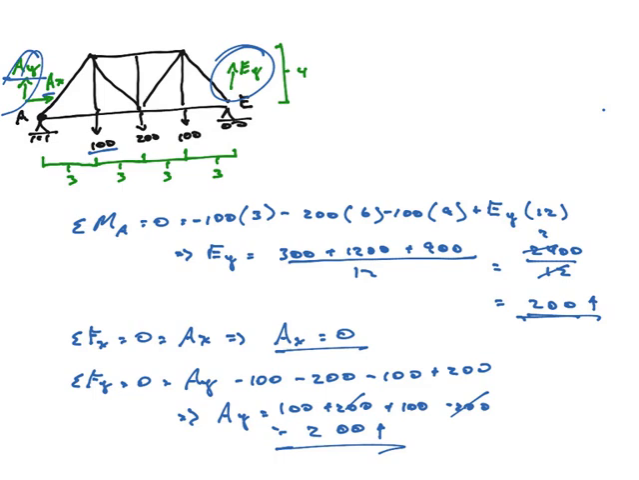So if I had guessed AY to be downwards, I would have gotten 200 negative. Negative means the guess I made about its direction was wrong. It does not mean negative means downwards. Negative means whatever I guessed is the wrong way. I had guessed downwards, so it should actually be upwards. If I had guessed upwards and got negative 200, then I know, oh, my upwardsness was wrong. It should actually be down 200.